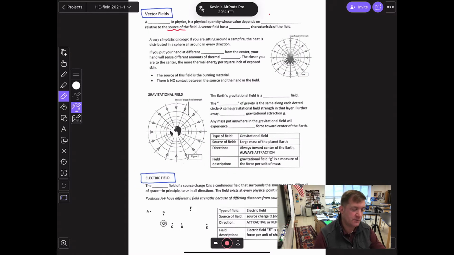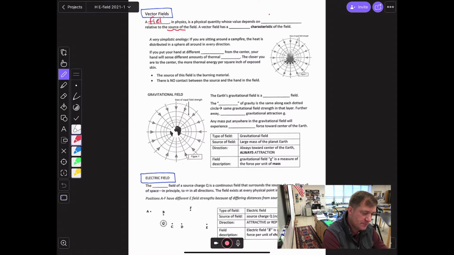And a vector field, or any field in physics, we're on page number 2 here, is a quantity whose value depends on the distance relative from a source. So every field has a source. The field also has a vector characteristic. And so we know about vectors. We know that they have magnitudes and they have directions. So a field can be described as having a magnitude and a direction to that field.